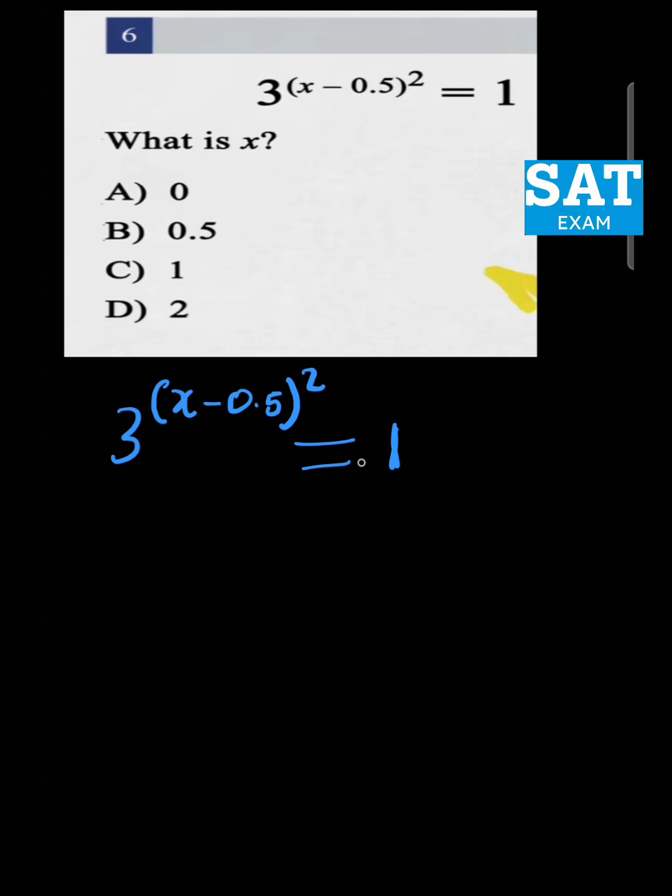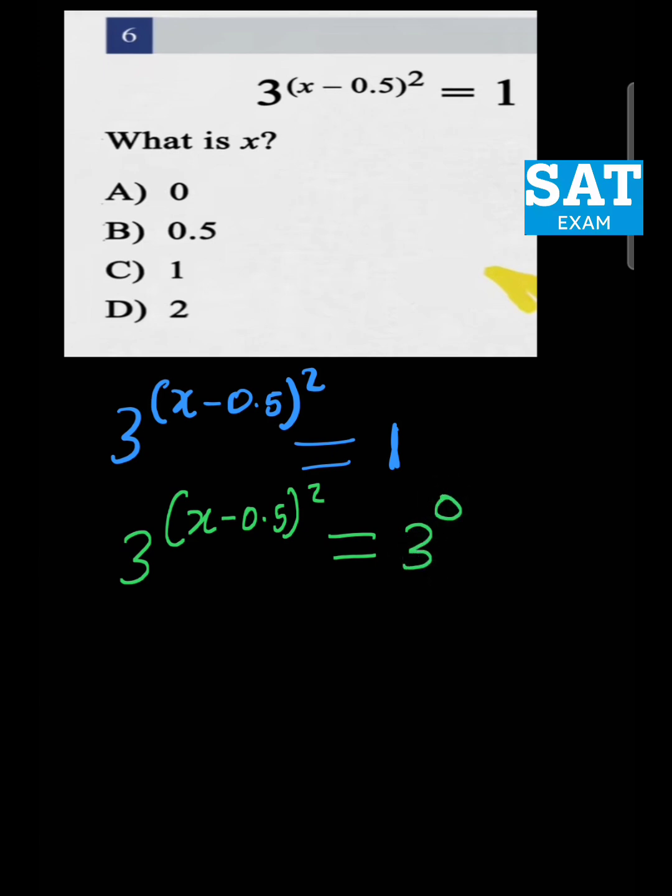Do you know that this 1 can also be written as 3 raised to the power of 0, because any number raised to the power of 0 is the same as 1. So we use 3 in this case because the left hand side, the base is 3. So therefore, we can write 1 as 3 raised to the power of 0. So we're going to have 3 to the power of x minus 0.5 all square, which is equal to 3 raised to the power of 0 in place of 1.